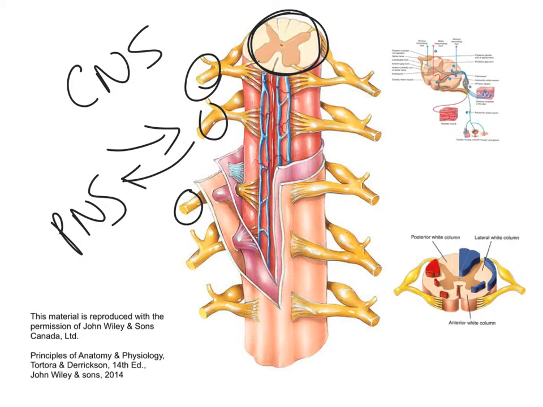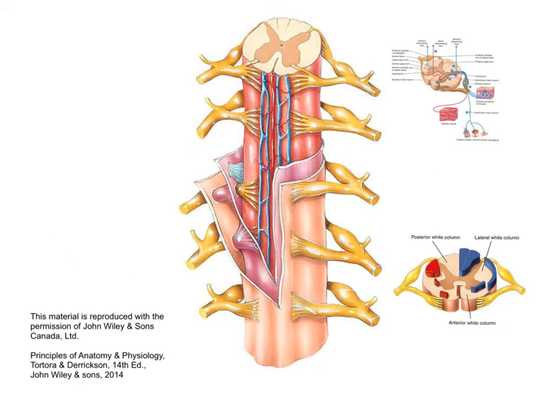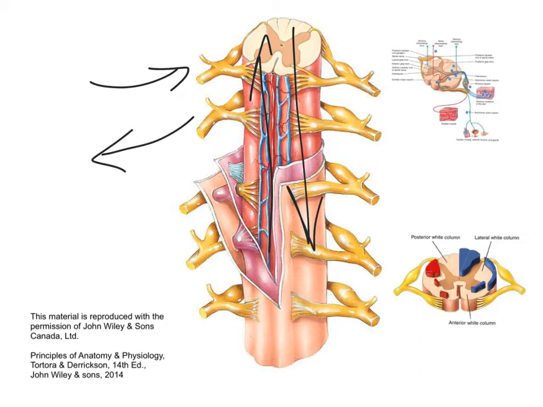So information going to the spinal cord is going to be afferent information, and information leaving the spinal cord will be efferent. In addition to information coming in and going out of the spinal cord, we also have information going up and down the spinal cord. So in the next slide, I'm going to start color coding these signals and looking at a more in-depth diagram.